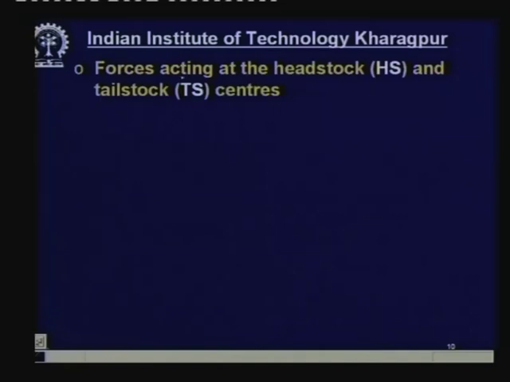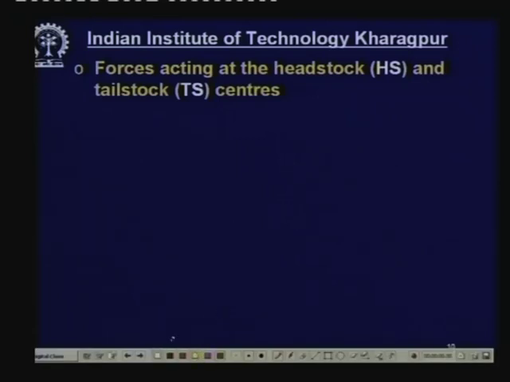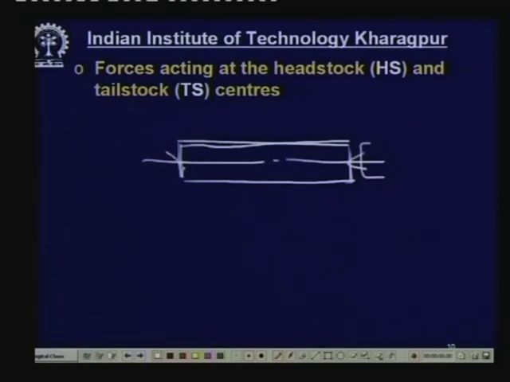Now, let us see the forces acting at the headstock and tailstock centers. How will this be done? Let us take a job, a rod, which is getting turned, held in the tailstock center, and here is the headstock center. And suppose at a distance x from the tailstock end, there is a cutting tool. Now, due to the cutting tool, I am drawing the same figure. What will happen? On the job, a force will act. This is PZ. A transverse force PY and one PX will also act.